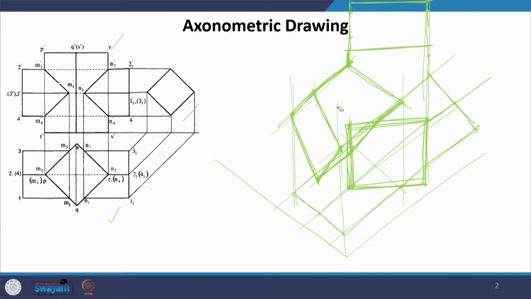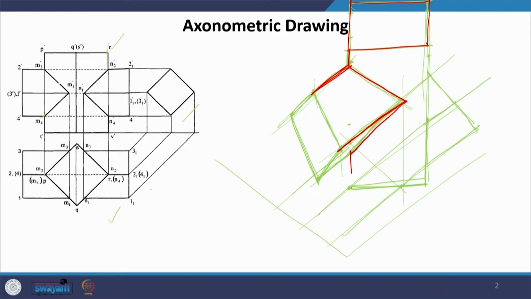So, just to make things clear, I am erasing these, and this I have arrived at by just taking the heights as I said. So, I am just drawing what we will see in axonometric. I have drawn only the half of it. I do not even have to visualize.